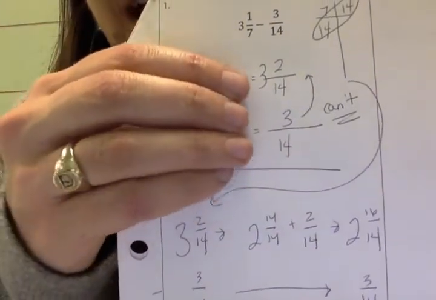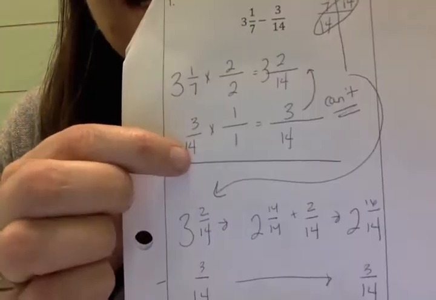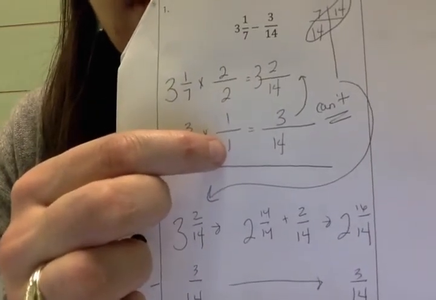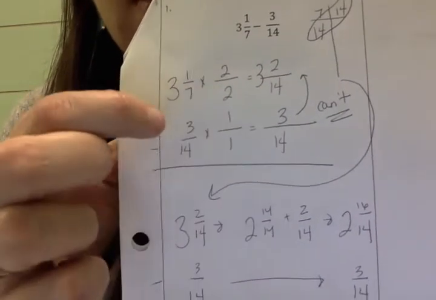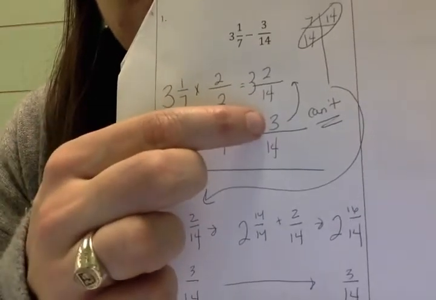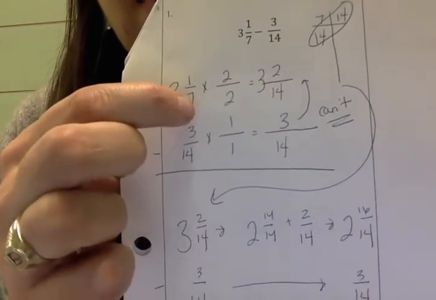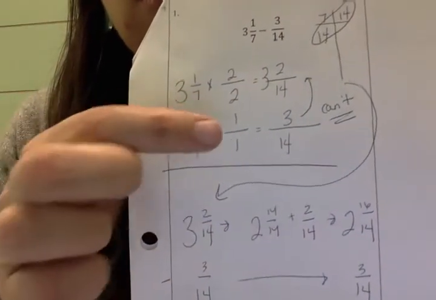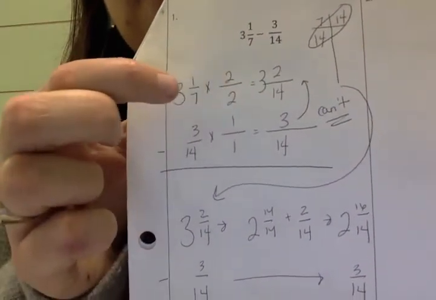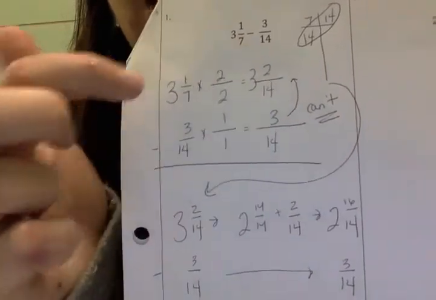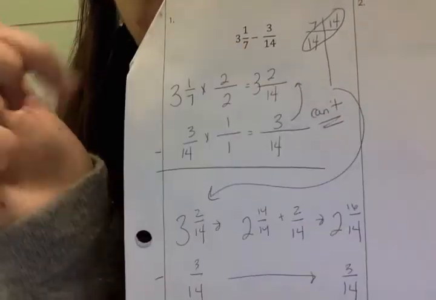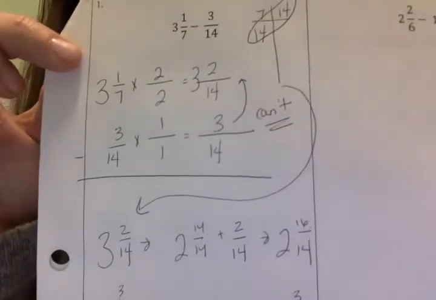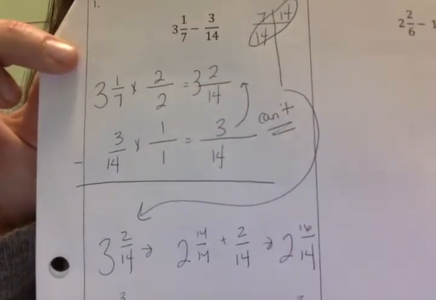So let's pretend we don't have the middle yet. 14 times what gives me 14? 1/1. Whatever we do to the bottom, we do to the top. So 3 times 1 becomes 3. Up here, I have 7 times what gives me 14. I know it's 2, so I do the same thing to the top and the bottom. 1 times 2 is 2, and the 3 just slides over. Now here's my new equation. I have 3 2/14 minus 3/14.